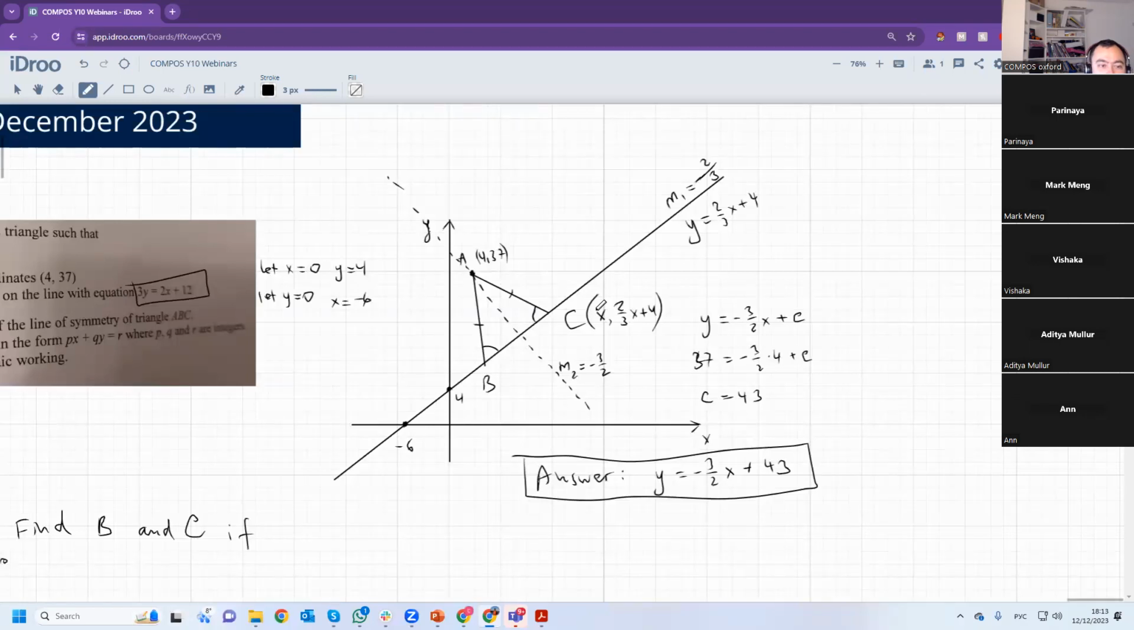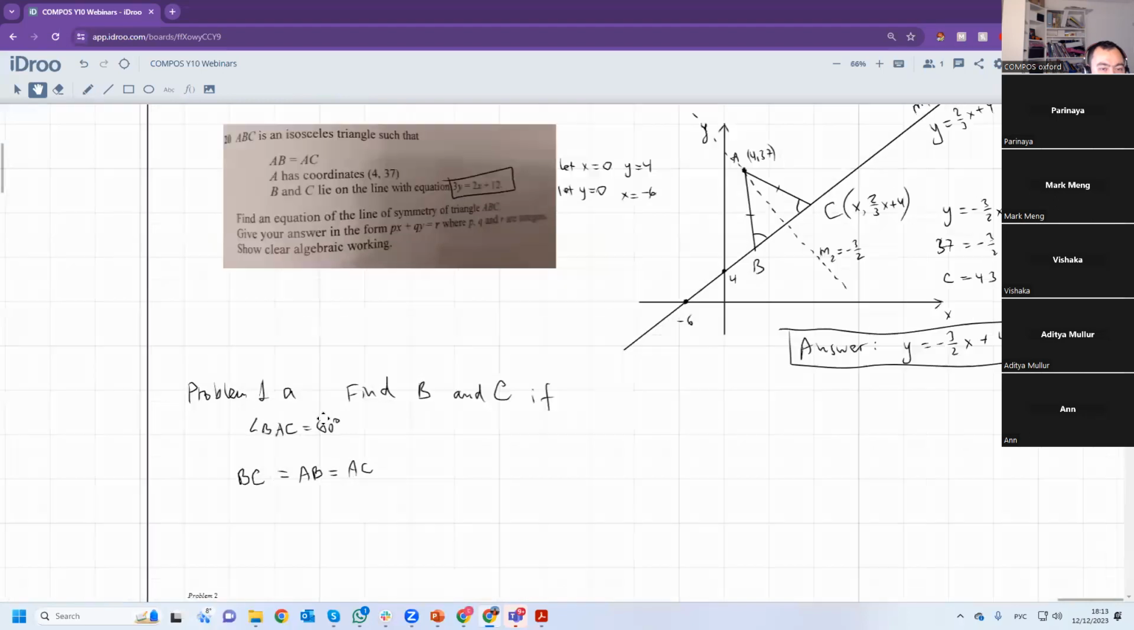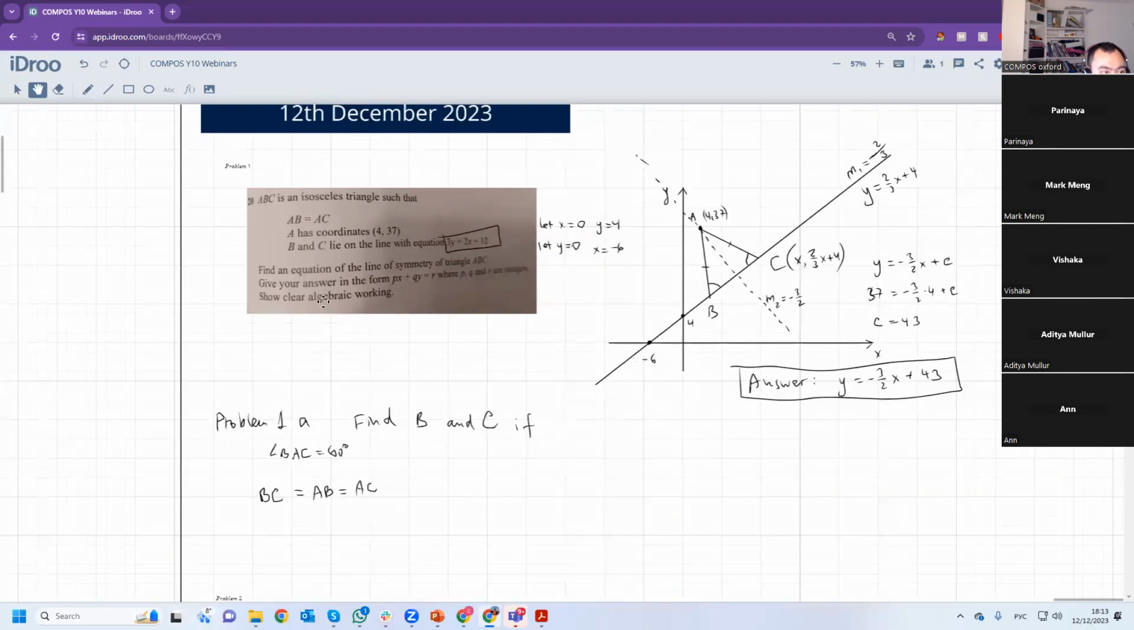Okay, so we are solving problem 1a. 1a says in this setting of problem 1, you need to find B and C, find the coordinates of B and C, given that the triangle is equilateral.